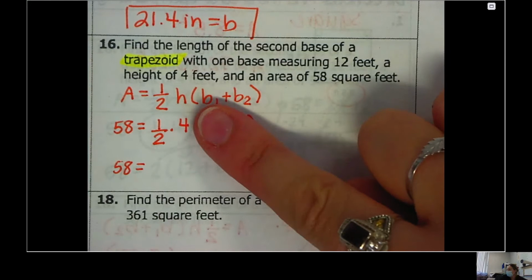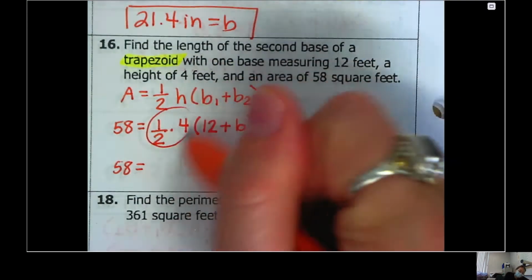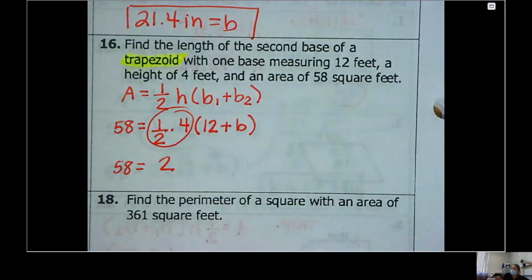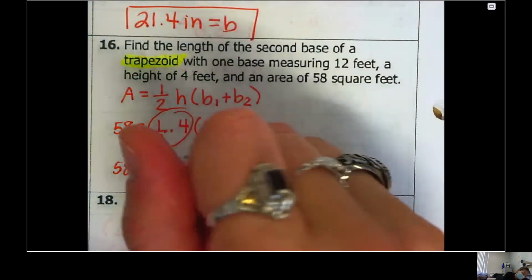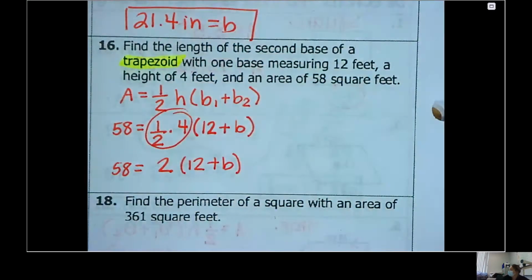I've got 1/2 times 4. Can I do that? What's half of 4? 2. Yeah, 4 divided by 2. This number right here is just a 2. And then bring down your parentheses, 12 plus b. Oh, now this should look like something you know how to do. What should I do now?